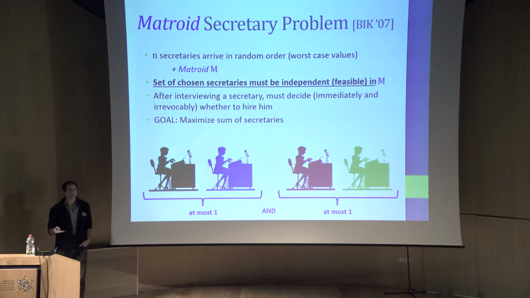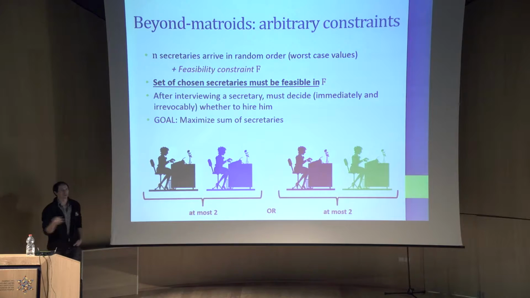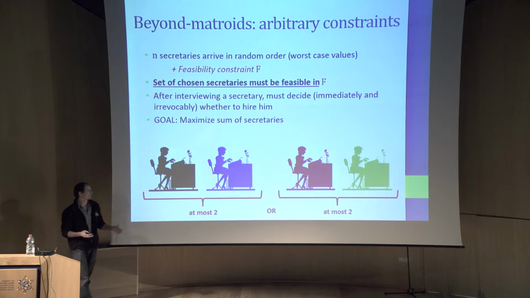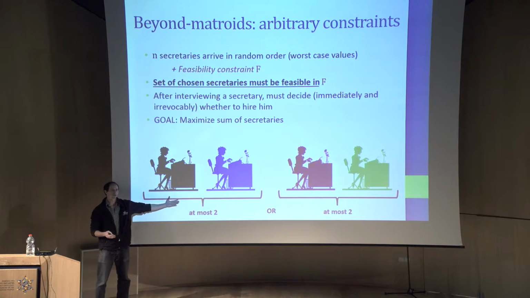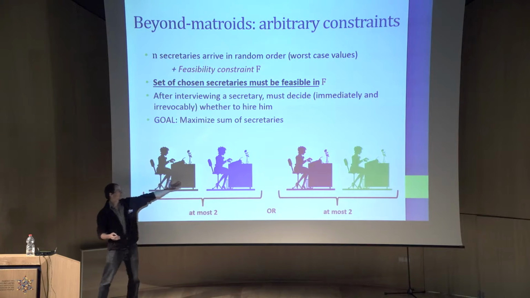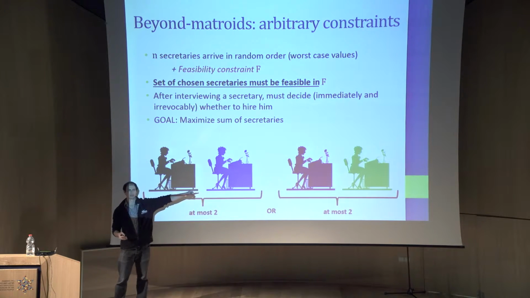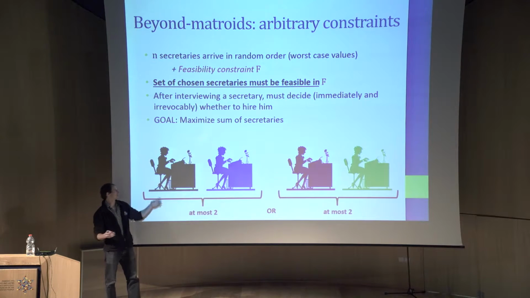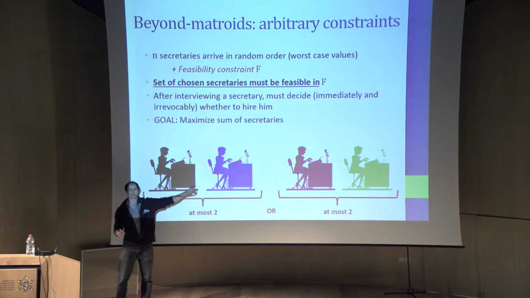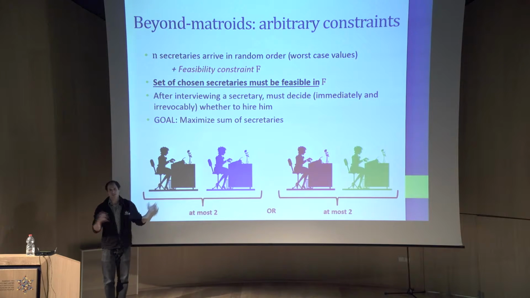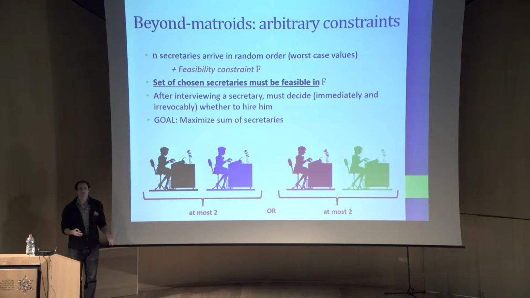And we can ask the same questions for a general feasibility constraint. So for example, you want to pick either some subset of the black and blue secretaries, or a subset of the pink and green secretaries, but you're not allowed to pick the blue and the pink secretaries. So this is not a matroid. This is a more general feasibility constraint. And you can ask the same question: pick a feasible set of secretaries, maximizing your expected profit.